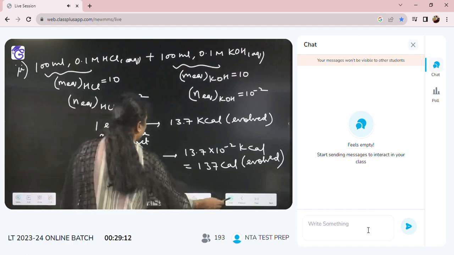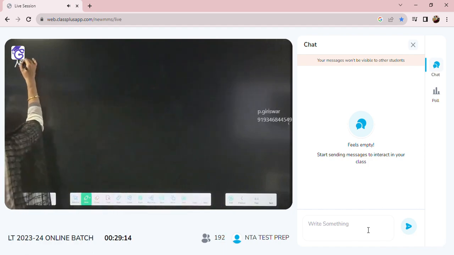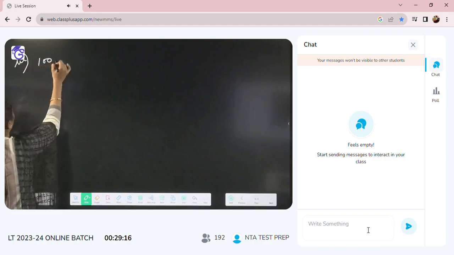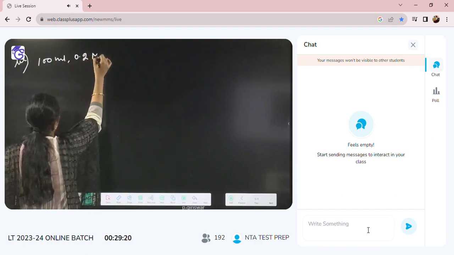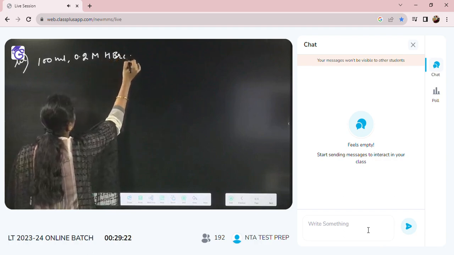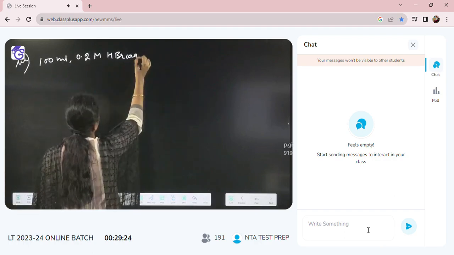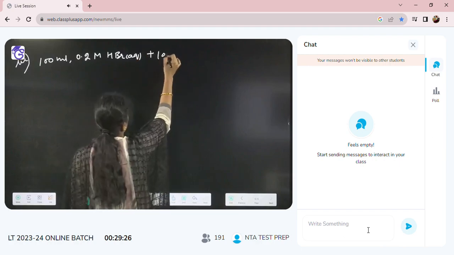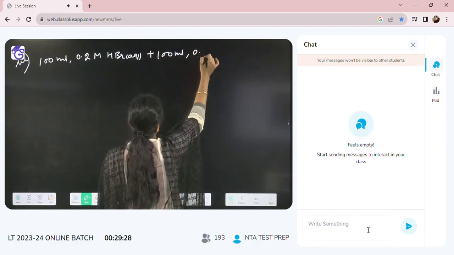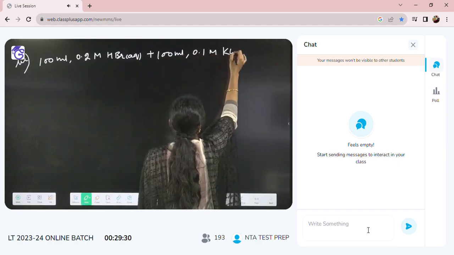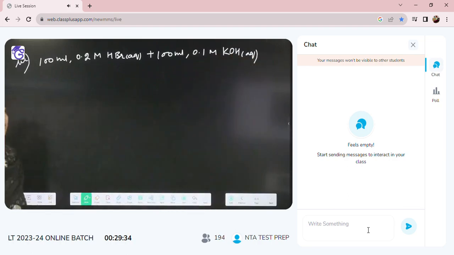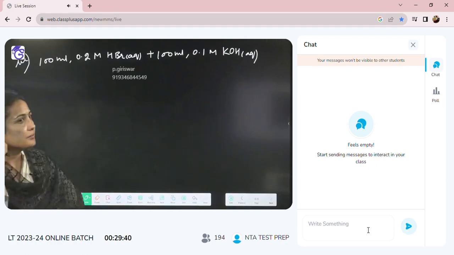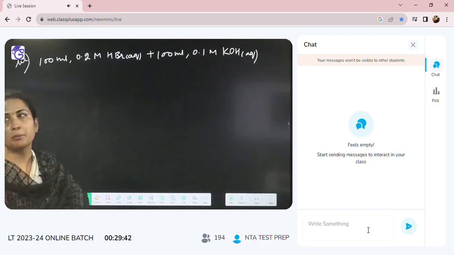Okay, next question I am giving you. 100 ml 0.2 molar HBr aqueous plus you are having 100 ml 0.1 molar KOH aqueous. Now here, are the milli equivalents same? Are the milli equivalents same here?